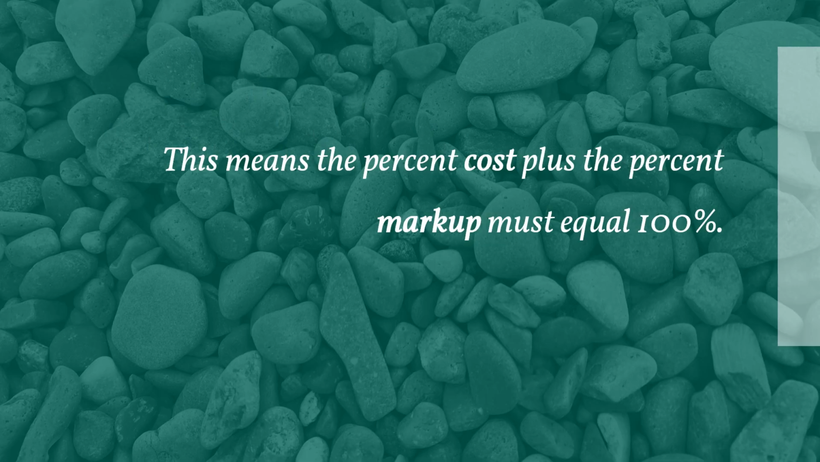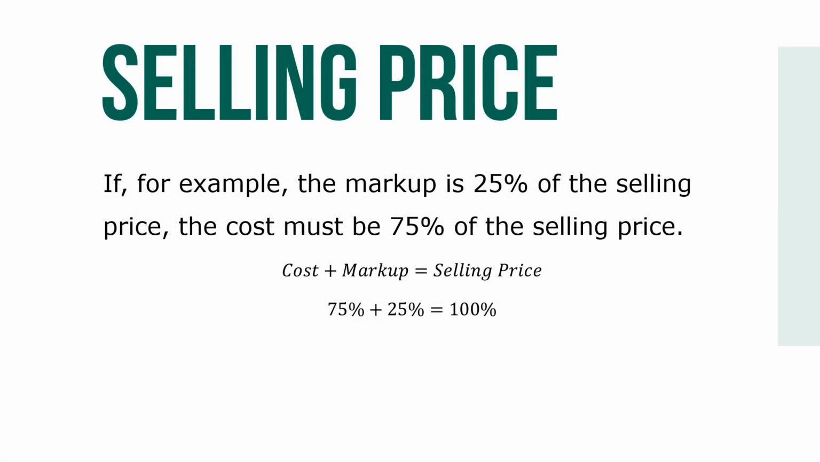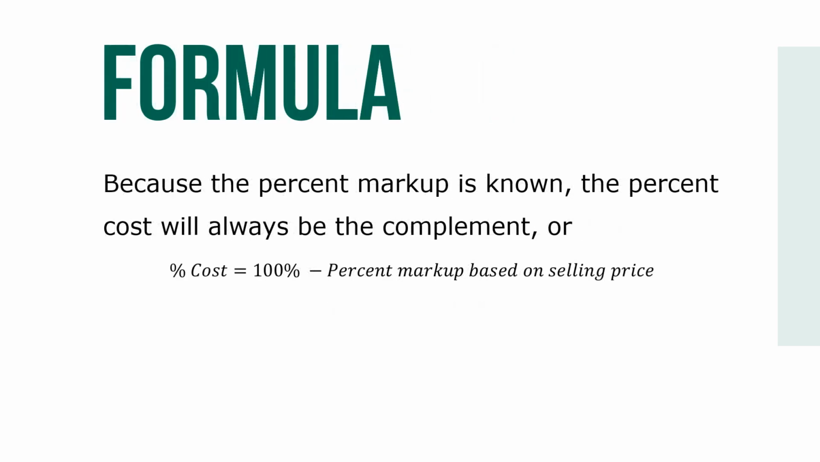This means the percent cost plus the percent markup must equal 100%. If, for example, the markup is 25% of the selling price, the cost must be 75% of the selling price, because cost plus markup equals selling price, so 75% plus 25% equals 100%. Because the percent markup is known, the percent cost will always be the complement, or percent cost equals 100% minus the percent markup based on selling price.